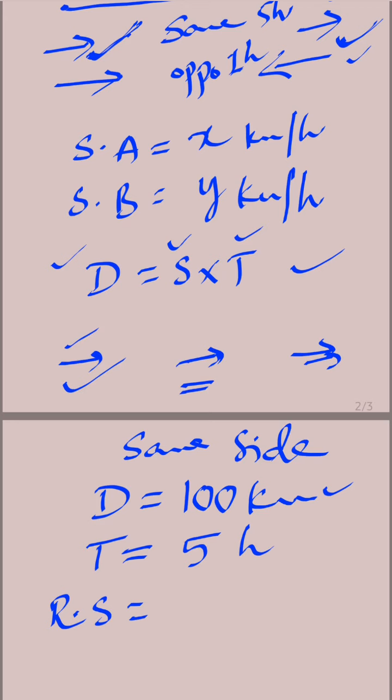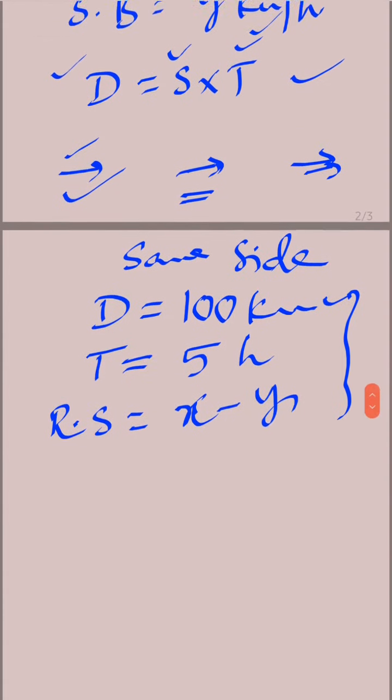So we have to subtract the speeds of both the cars. So the speed of the first car is x and the second is y. That's the reason we select the relative speed as x minus y. Just remember one thing: whenever it is the same direction, just subtract their speeds, that is the relative speed. So finally three things we got. When the cars are traveling the same side, we have the distance, the time and the relative speed.